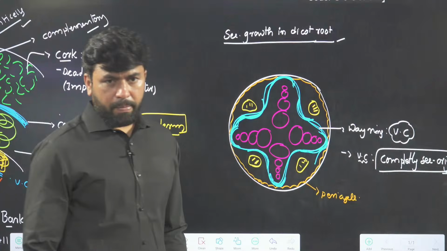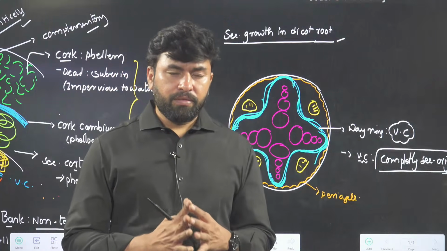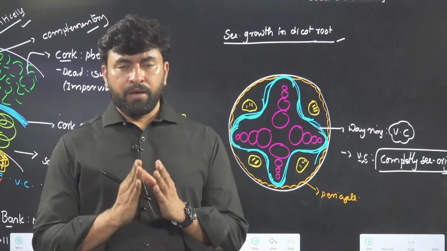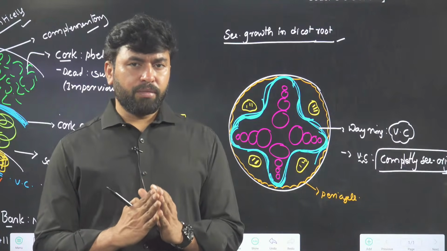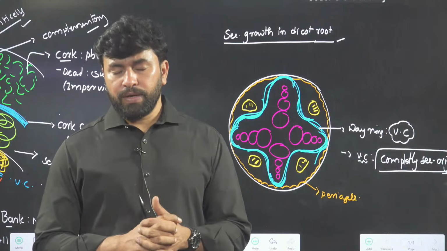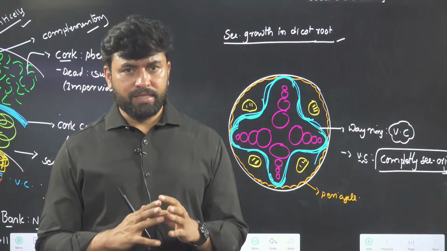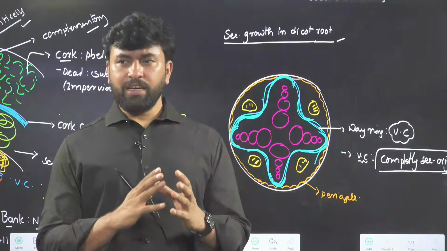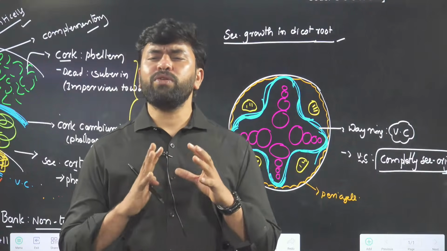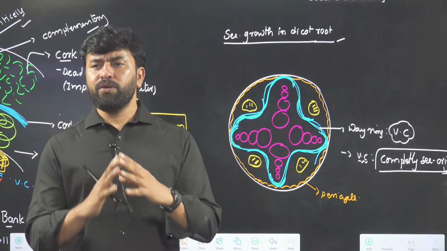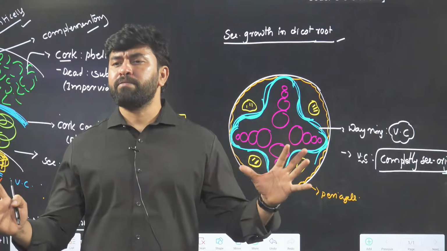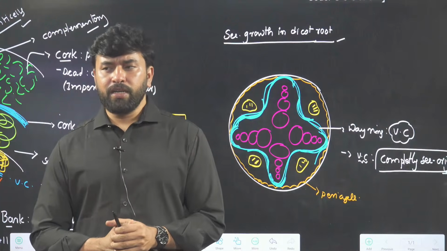Earlier, when we talked about vascular cambium of the dicotyledonous stem, we said part of the vascular cambium is primary, which is intrafascicular, and part of the vascular cambium is secondary, that is interfascicular. Here interfascicular is not there; it is completely developed secondary. This is the only difference between stem and root with respect to secondary growth. Remaining everything will be the same. Okay, this is about secondary growth.